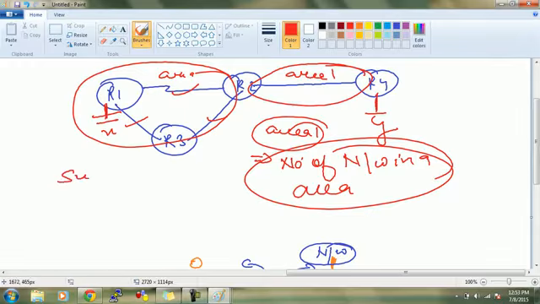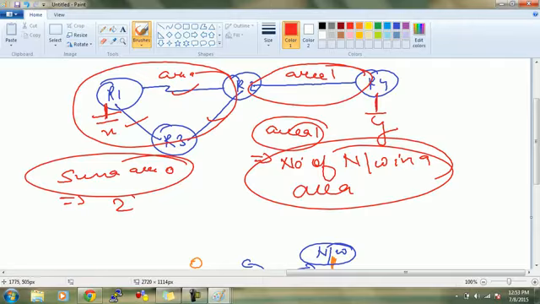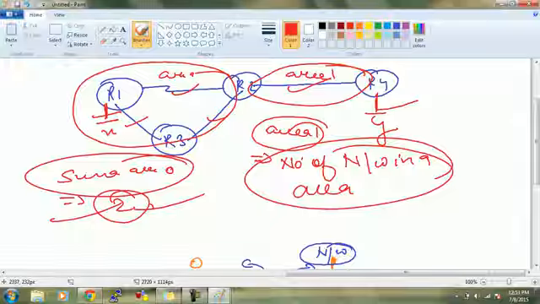Summary LSAs in area 0. How many summary LSAs will be there? 2. 1, 2. Brother, if anyone has not understood, ask. Is it clear, brother? Sure?